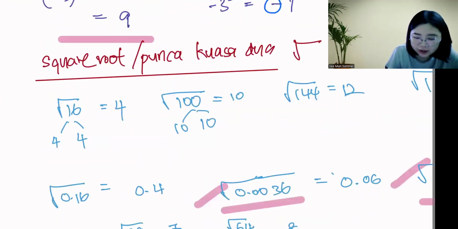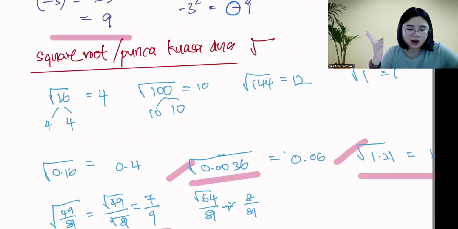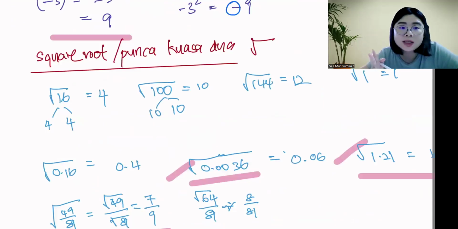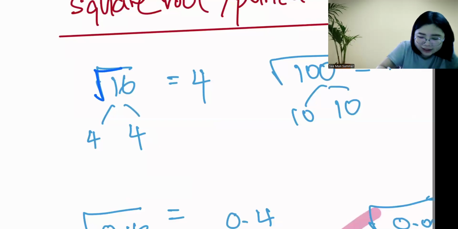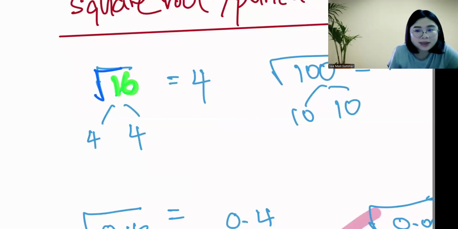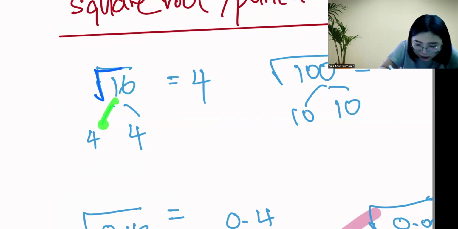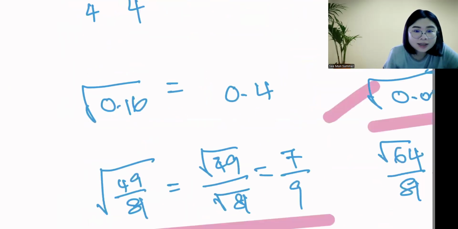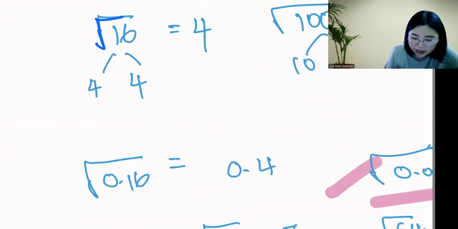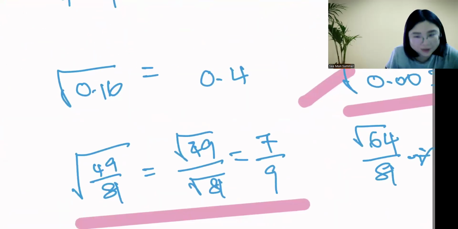Okay, now come to root. Root is the opposite of square. For example, root 16. If it is root 16, meaning what times what, you can split it into two parts. What times what is equal to 16? So I know 4 squared is 16, so it's 4. Okay?